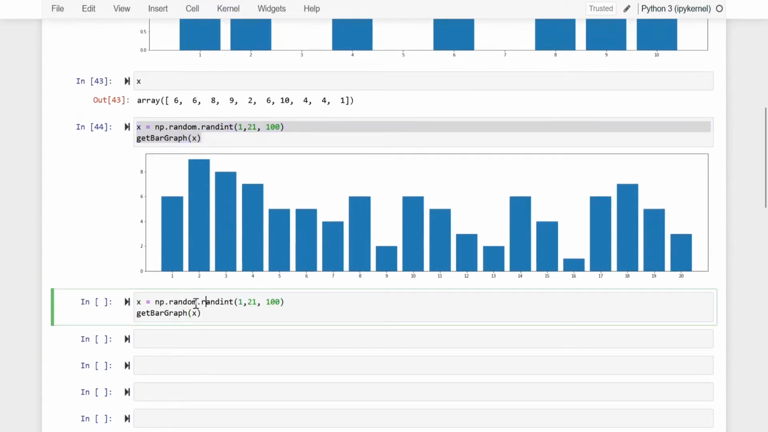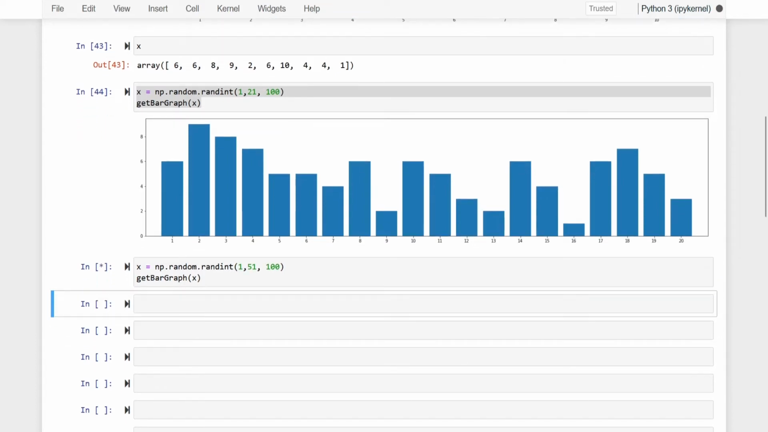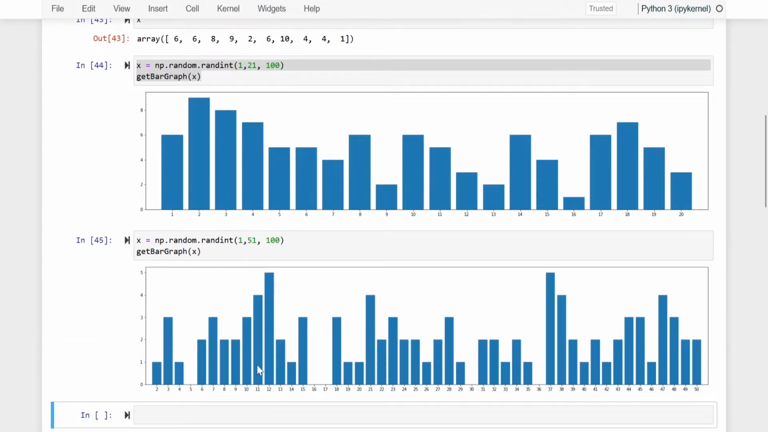Let us create another set. This time we want numbers from 1 to 50 and maybe 100 such numbers. Okay. Now observe. The thickness of the bar is getting reduced. Why? Simply to accommodate the number of numbers involved. Here there were 20 numbers. Here there are 50 numbers. So matplotlib is adjusting the thickness so that all the numbers can be depicted.